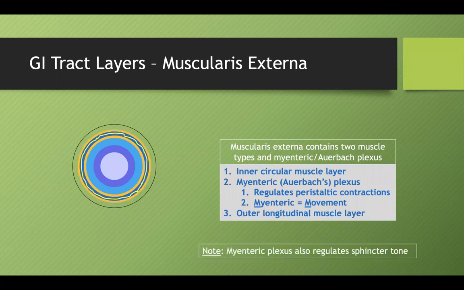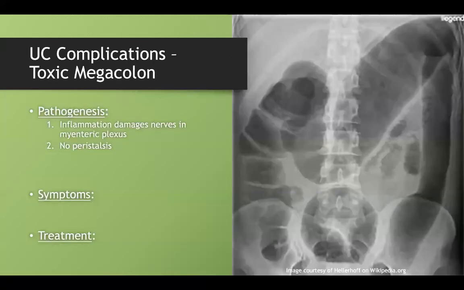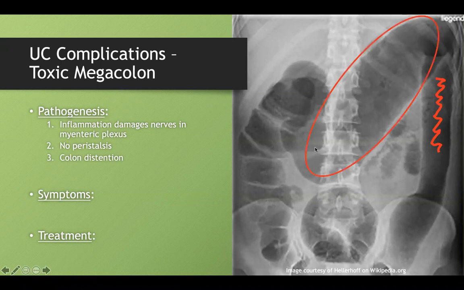And one more thing I like to point out every time we talk about the myenteric plexus is that it also regulates sphincter tone. That's why achalasia, which we talked about in the esophagus lecture, is also a myenteric plexus problem. So remember, it regulates peristaltic contraction. If this region here is not having any peristalsis, nothing's moving along. So right here, proximal to that, everything's going to back up.